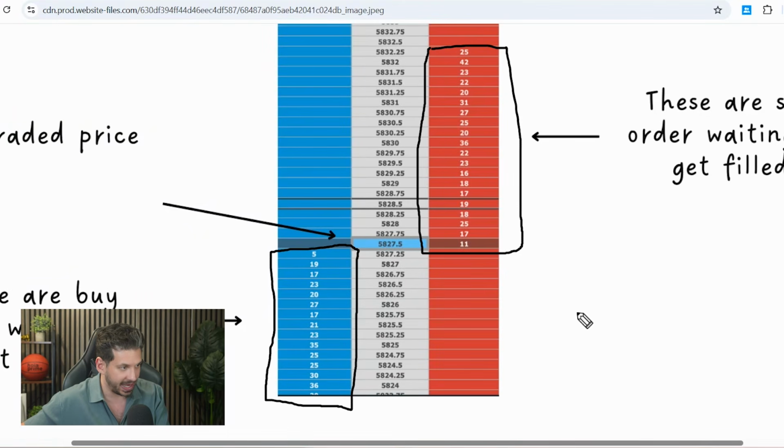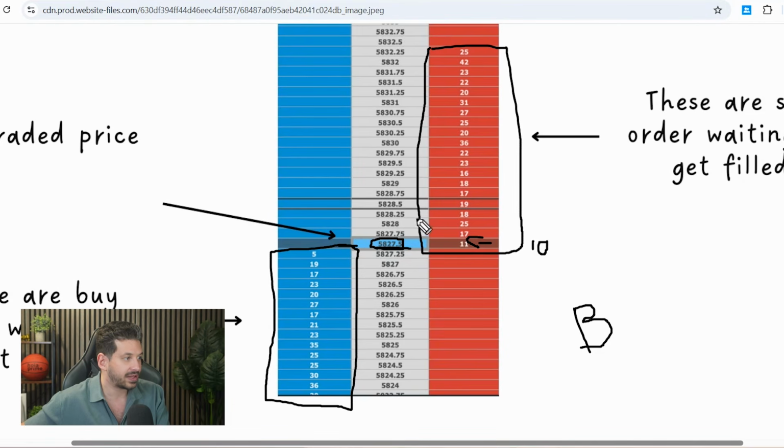When you enter a buy, say you enter a buy at 5827.5. Imagine you just hit the buy button for one contract on that level. Your buy order, your market order, gets matched up with a sell limit right here. So there's 11 available on that level. Now there would be 10 available. Now you're in the market right here.